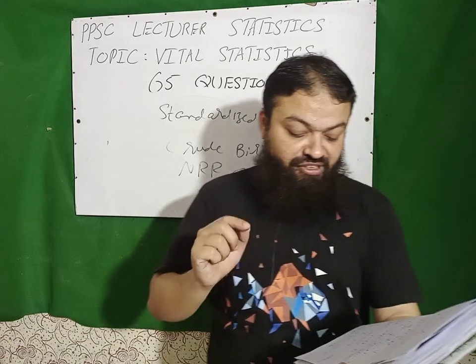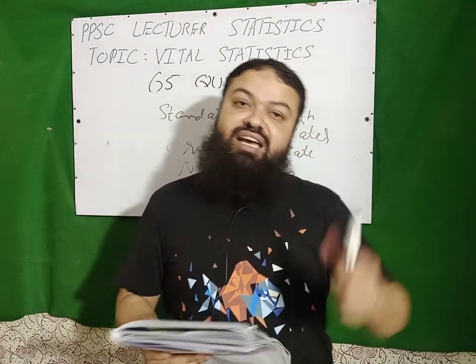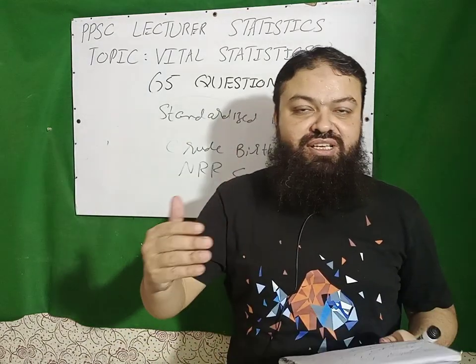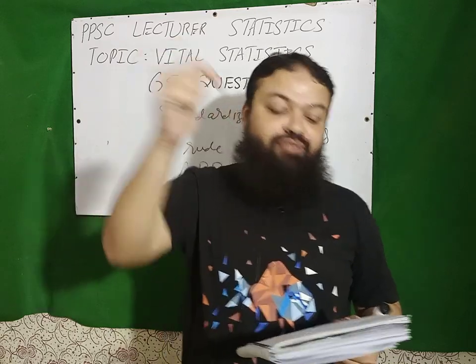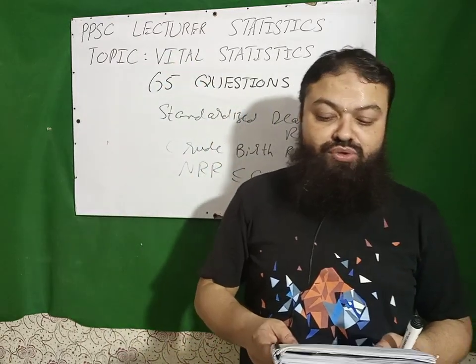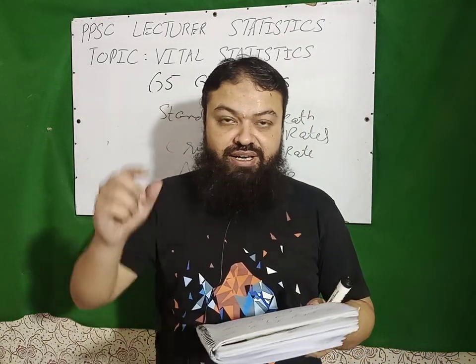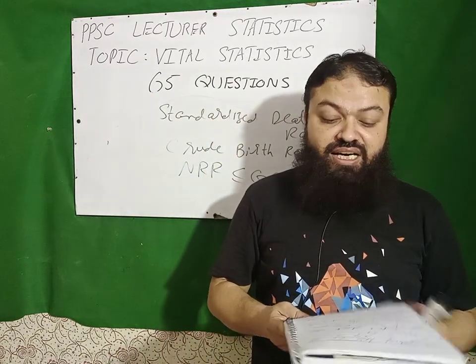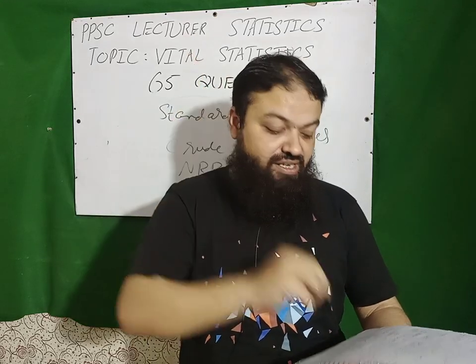Next is age specific death rate of babies less than 1 year of age is known as, I told you, infant mortality rate. All those children who died before the completion of 1 year of age are called infants. Next is the socio-economic status of the community is best reflected by infant mortality rate. Next, standardized death rates are useful for the comparison of death rates between two regions, two areas.